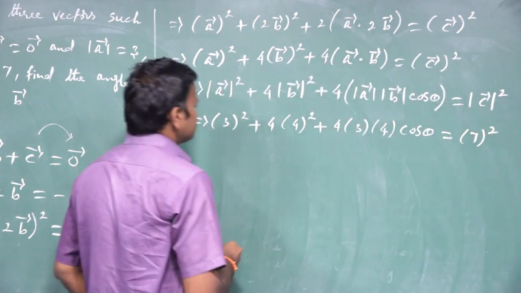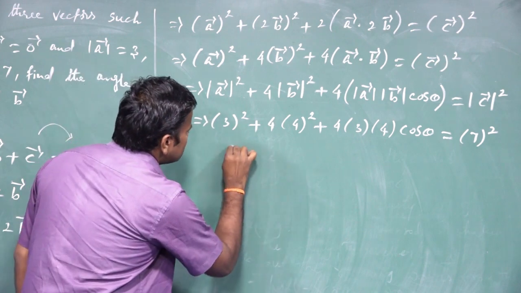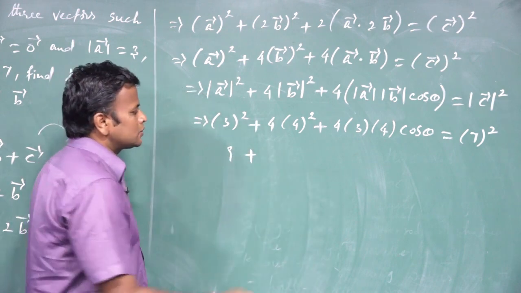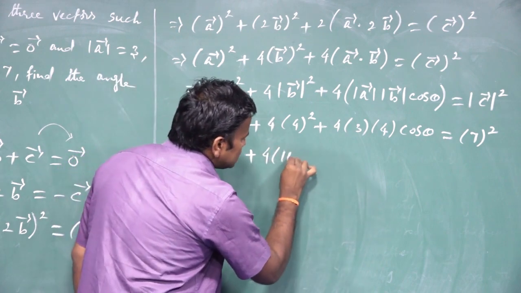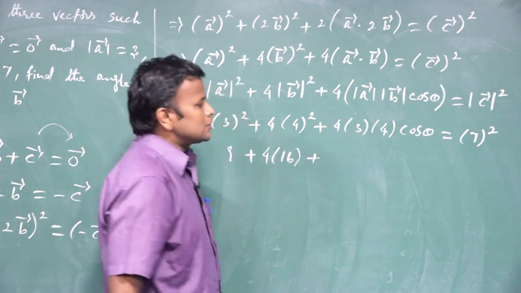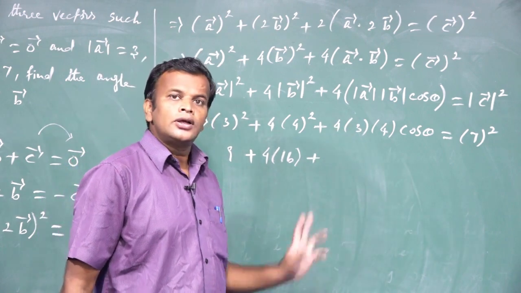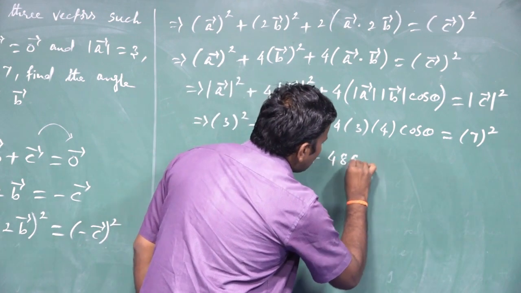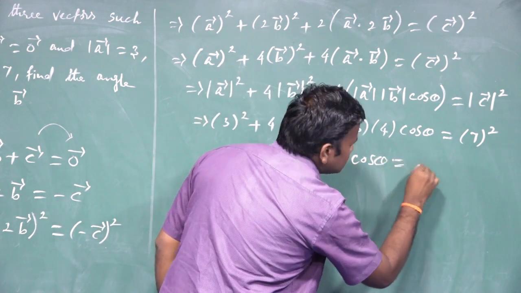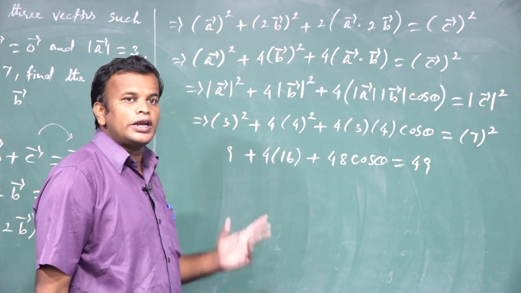7 square. The value of 3 square is 9 plus 4. The value of 4 square is 16 plus, we multiply the numbers. 4 3s are 12, 12 4s are 48. So 48 cos theta is equal to, the value of 7 square is 49.